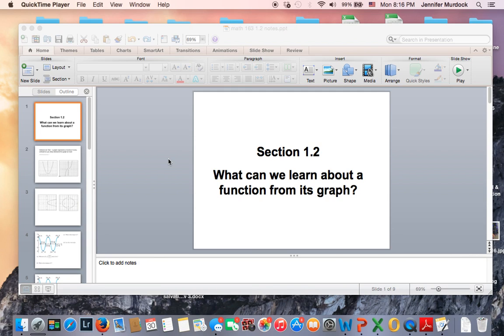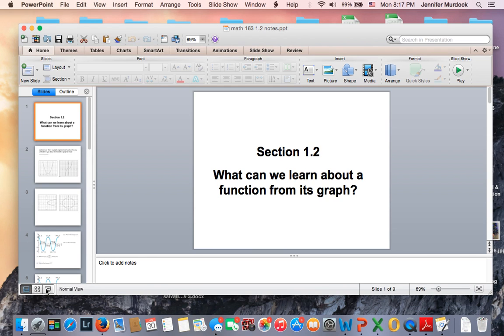This is the lecture for section 1.2 for Math 163. In this section, we'll be talking about what we can learn from the graph of a function.